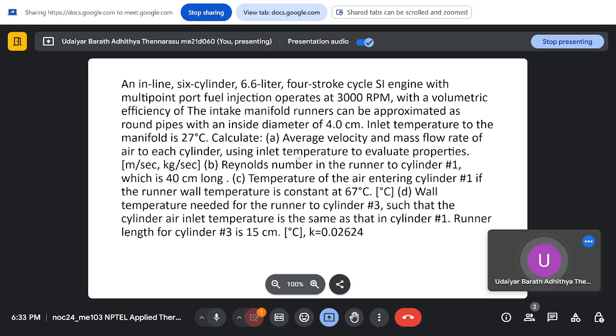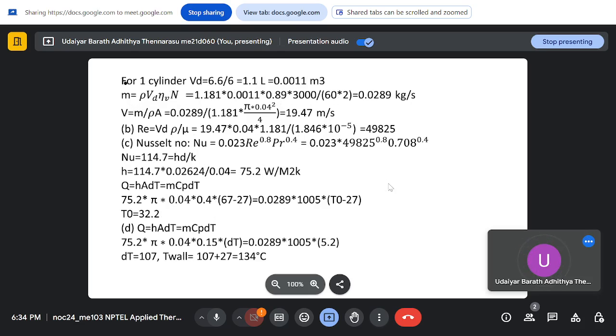to evaluate properties. Next is the Reynolds number in the runner to cylinder 1, which is 40 cm long, and the temperature of the air entering cylinder 1. The runner wall temperature is constant at 67 degrees Celsius. Then the wall temperature needed for the runner to cylinder 3, such that the cylinder air inlet temperature is the same as that in cylinder 1. The runner length of cylinder 3 is 15 cm. K is 0.02624.